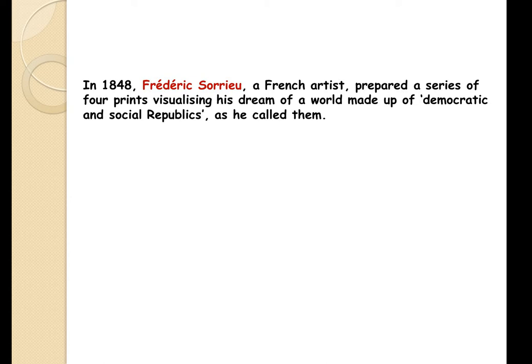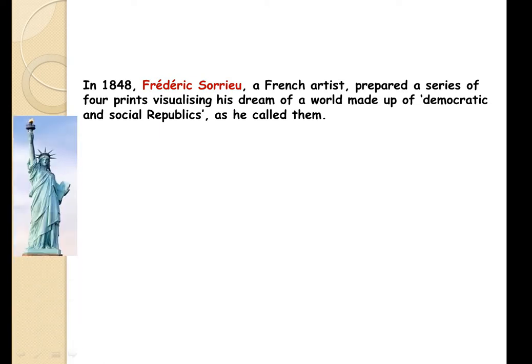In 1848, Frédéric Sorrieu, a French artist, prepared a series of 4 prints visualizing his dream of a world. He visualized a dream in which there was a world made up of democratic and social republics, as he called them. This was the dream of many people across the world during this time. So this artist also visualized something like that, a democratic and social republic.